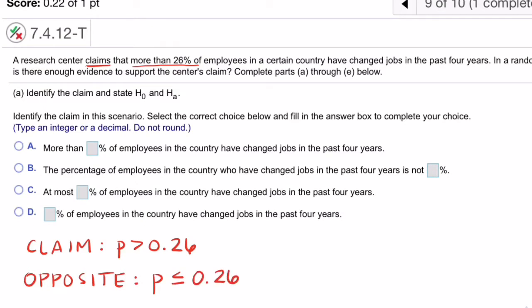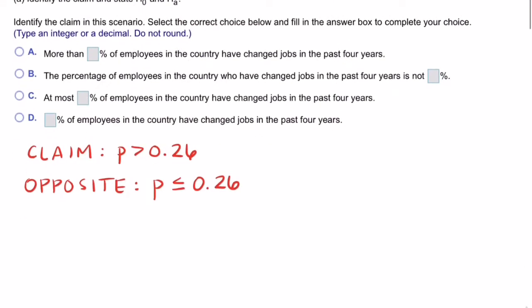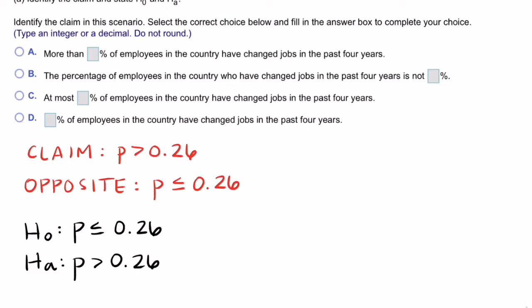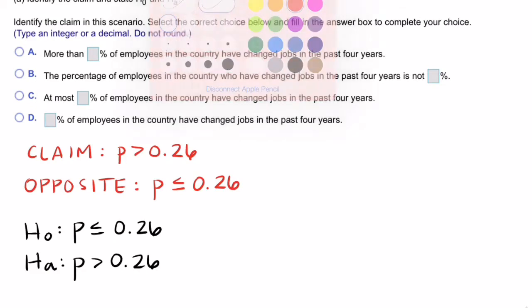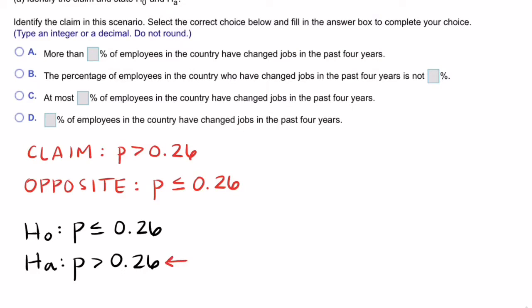All right, one of the two statements must contain equality, and the reason for that is that we use equality to determine which one is the null hypothesis. So remember, the null hypothesis must always contain equality. So I'm going to take that less than or equal to, place it in my null hypothesis, and then the one with strict inequality, greater than 0.26, will become my alternative. So that means for this test, the claim that we're being asked to test is in the alternative hypothesis.